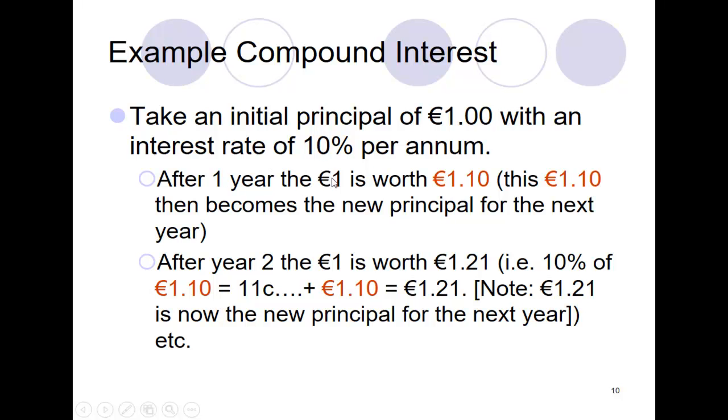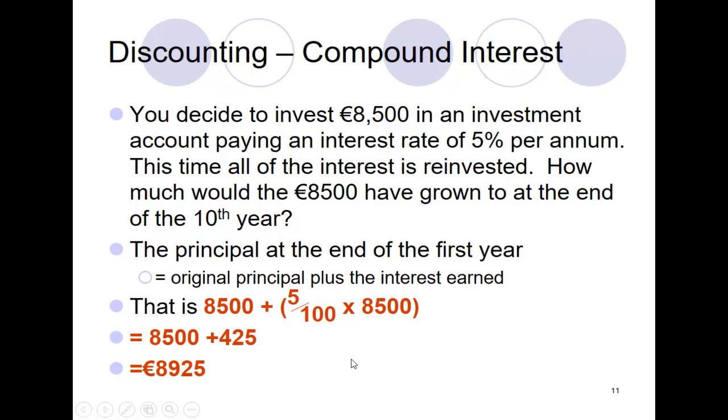After 1 year, the €1 is now worth 1.10. 10% of €1 is 10 cents, so you add it on. So at the beginning of the second year, you now have not €1 invested, but 1.10 invested. The interest for the second year is going to be 10% of 1.10, which is 11 cents, and you add that 11 cents on to the 1.10, and you get 1.21. And the same will happen in year 3. That's compound interest, where the interest gains interest.